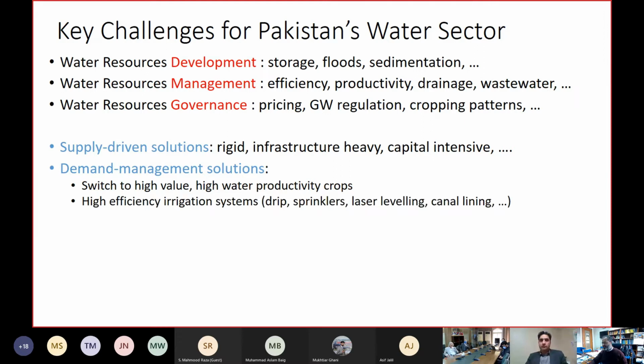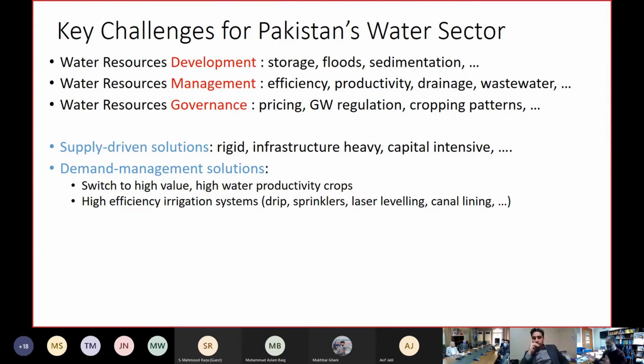Secondly, in Pakistan there is always a lot of talk about high-efficiency irrigation systems, or on-farm water management, if you want to call it that. In the last couple of decades, a lot of investment has come into drip systems, sprinkler systems, laser leveling, canal lining, and all of these interventions.